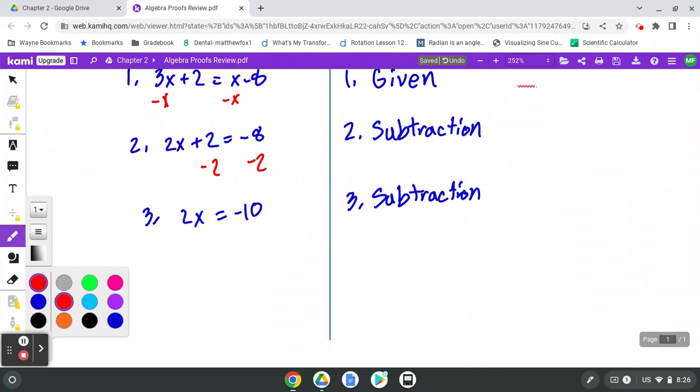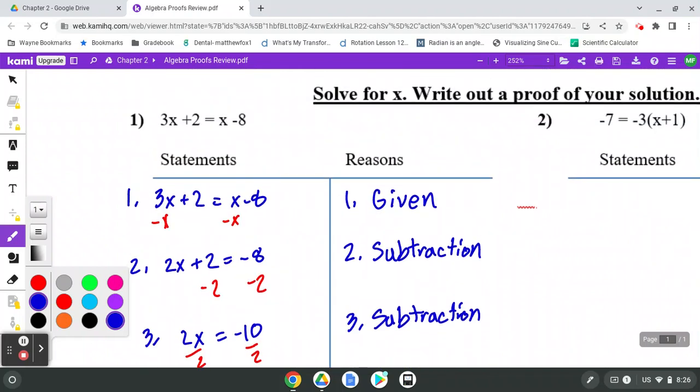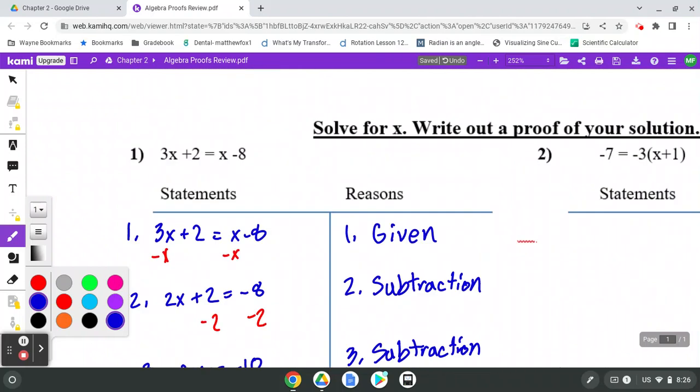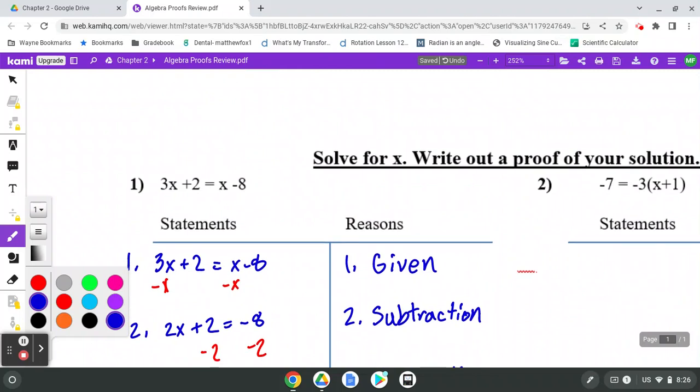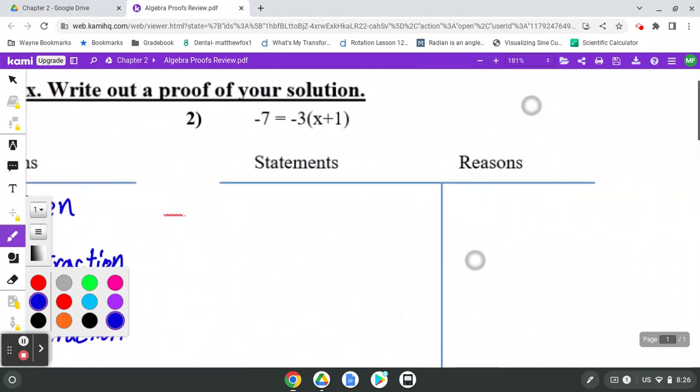Our next one. At this point, we're going to divide by 2, and we will have x equals negative 5. And what did we do? We divided, so division. At this point, we are done. If you want to check it, you can plug it back in. We got a negative 5, so if we plug that in, 3 times negative 5, negative 15, plus 2, negative 13. Meanwhile, on the other side, negative 5 minus 8 is negative 13. They do equal. We're good to go.